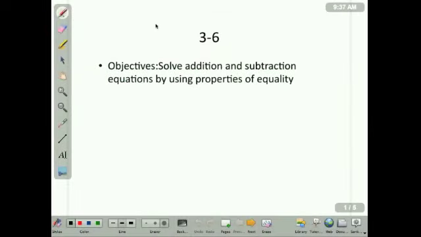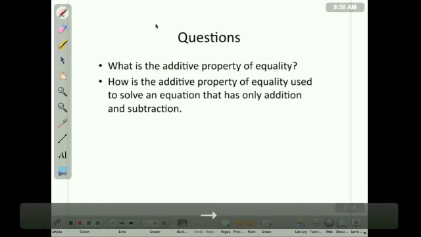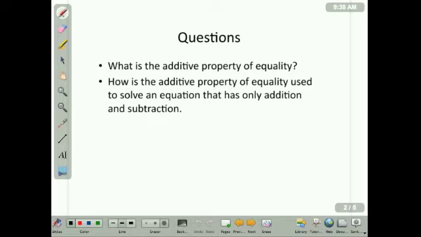In this presentation, we're going to learn how to solve addition and subtraction equations by using the properties of equality. So, in essence, we're getting into equation solving. What's the additive property of equality, and how is it used? Those are the two questions that you're going to need to resolve for this presentation.